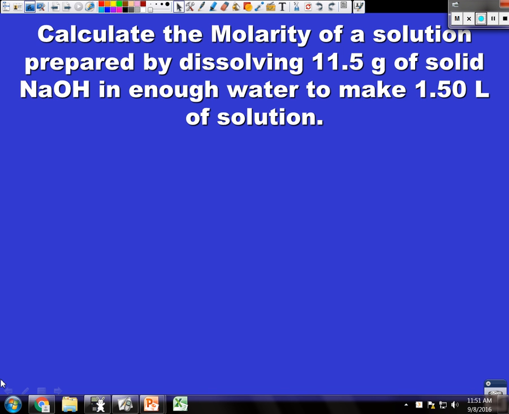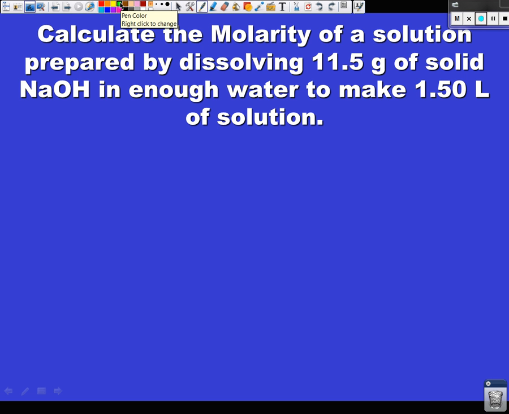So calculate the molarity of a solution prepared by dissolving 11.5 grams of solid NaOH in enough water to make 1.5 liters of solution. Now, I've started asking this in honors because I think it's important. The problem I've recognized is you guys don't have a clue what the question is. When you read this stuff, there's a lot going on, and you don't even know what the question in the question is. What's the result? What's the purpose of me asking you this question? What are you looking for? Molarity. Circle that word right there. That's our goal. I don't care what the rest of this garbage says. I need you to find the molarity.